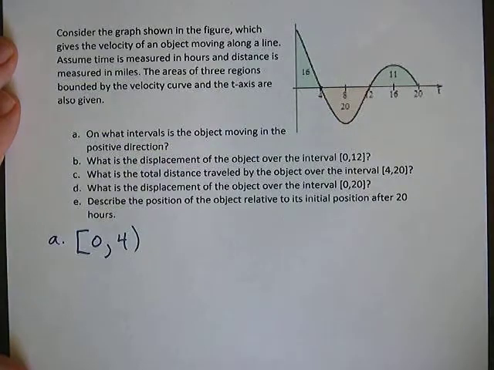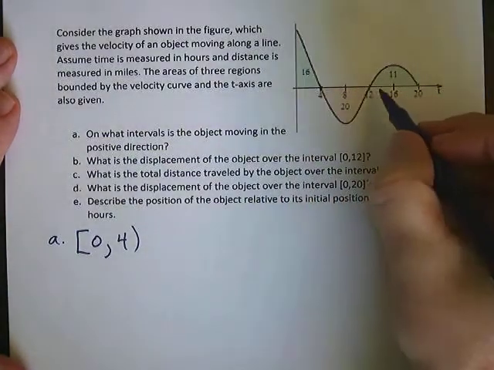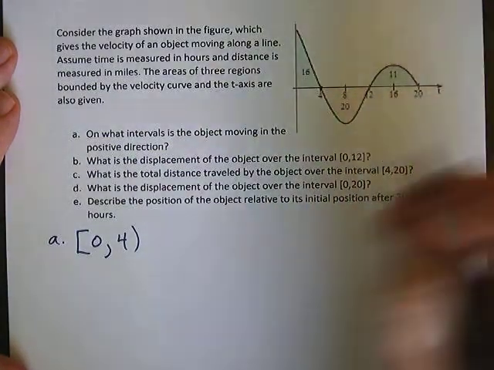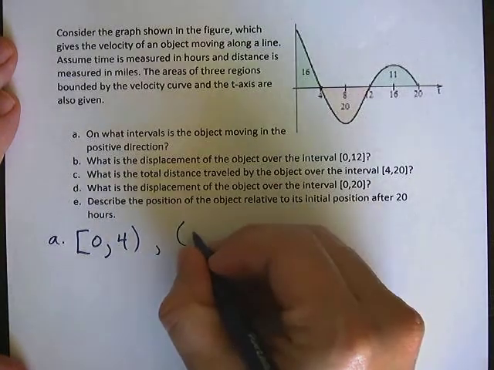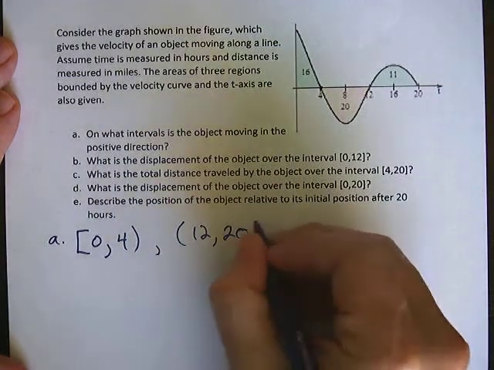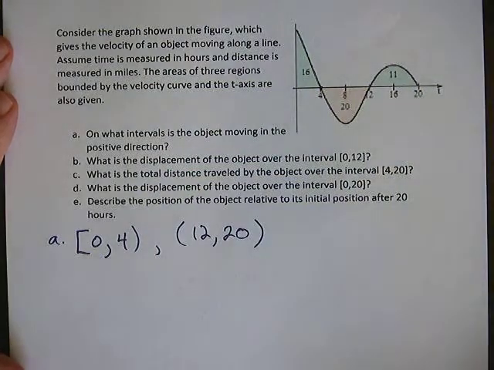So from 0 to 4, and then we start again at 12 and end at 20. So we'll put a comma there, and then 12, 20. So that's the interval that it's moving in the positive direction.